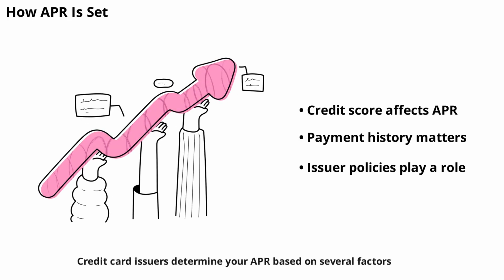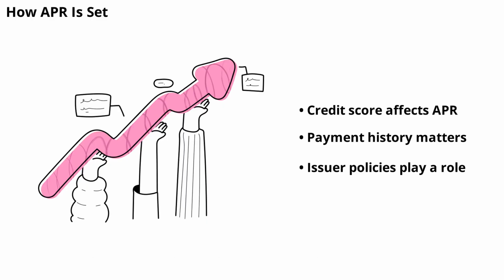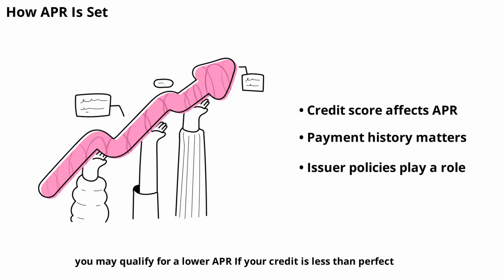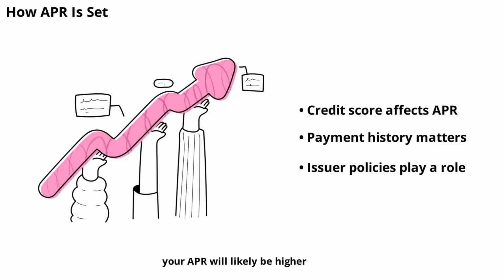Credit card issuers determine your APR based on several factors, including your credit score, payment history, and the type of card you apply for. If you have a high credit score, you may qualify for a lower APR. If your credit is less than perfect, your APR will likely be higher. Issuers also consider market rates and their own policies. Understanding how APR is set can help you improve your credit and qualify for better rates.